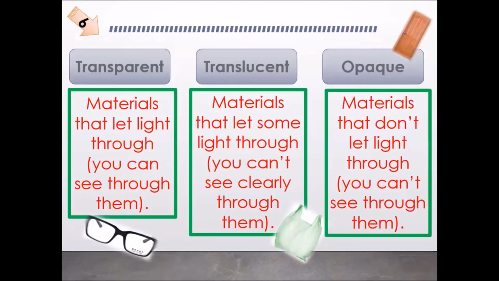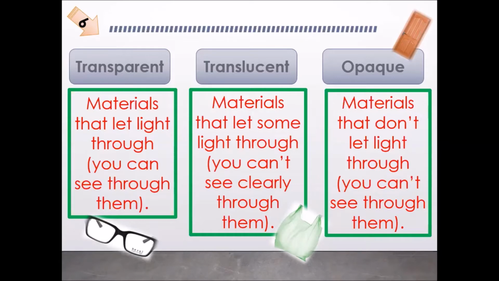The sixth property is transparent, translucent, and opaque. We said that a transparent material is a material that lets all of the light pass through it, so you can see through it, like the eyeglasses. Why can you see everything through the eyeglasses? Because the glass lets the light pass through it, so you can see everything because it's a transparent material.